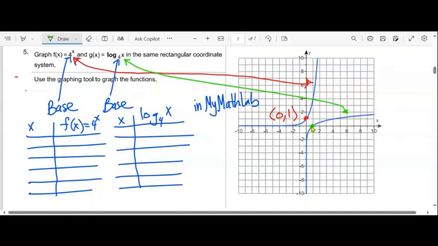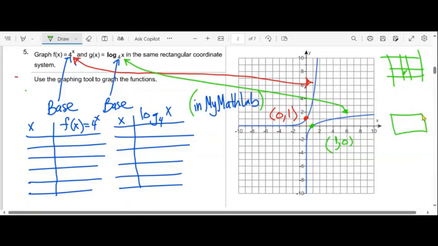The point here is what? 1 and 0. So in MyMathLab, you have to choose the correct graph. You're going to have graphs like this, and you choose the correct one. Click on it, and then you click on the screen for the graph.